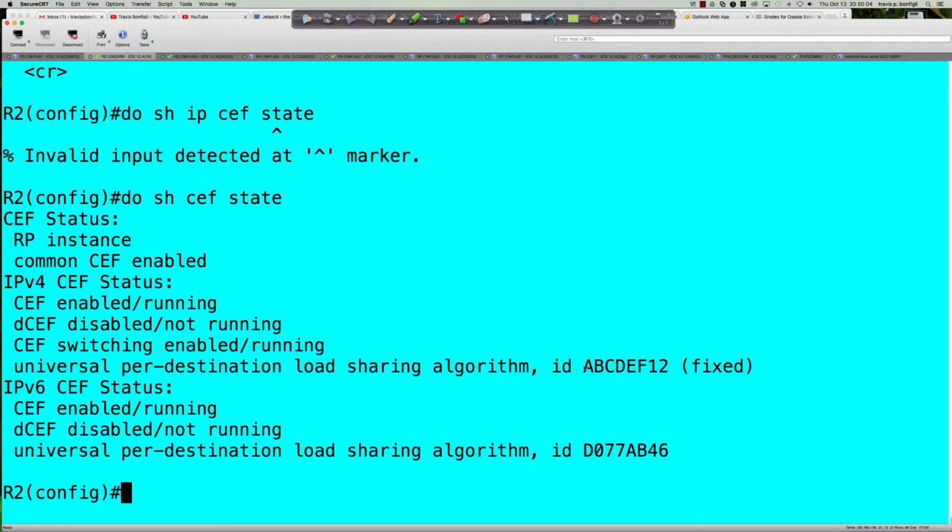And so there you go. And you can see that for IPv4, we set it to ABCDEF12, right? And you can see it's fixed because we set it. It's not being generated by the router as a quote-unquote universal ID, right? We've fixed it, and we've set the value that we wanted to use.